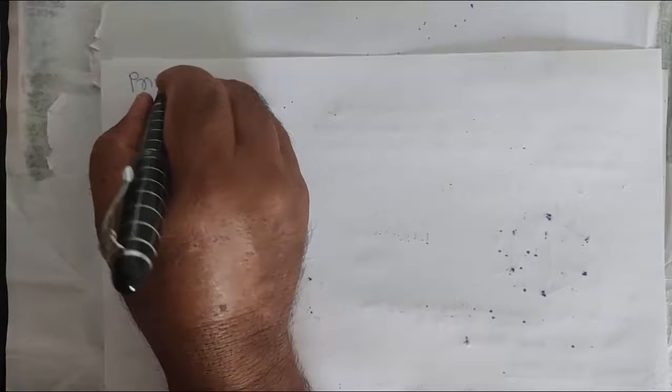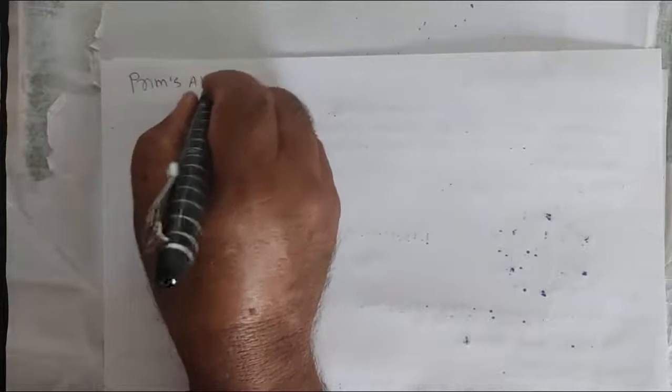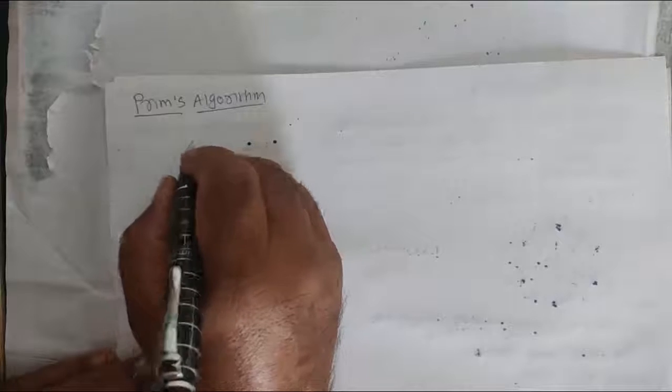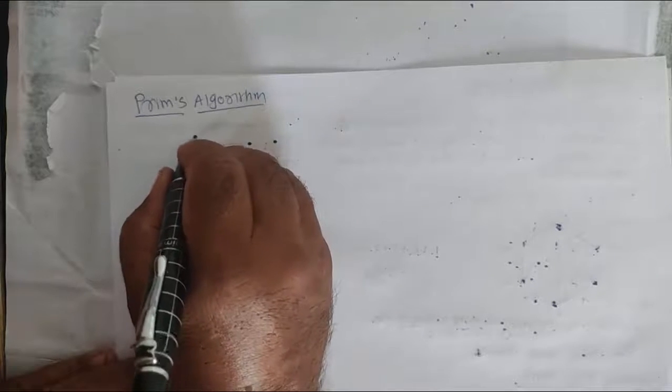In the previous lecture, we saw how to find the minimum weighted spanning tree by Kruskal's algorithm. Here we also study how to find the minimum spanning tree by Prim's algorithm. In Prim's algorithm, first suppose G is a graph.